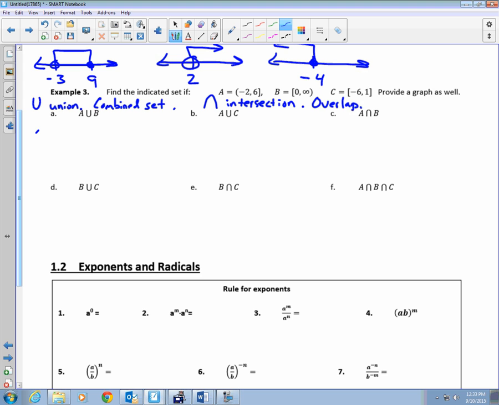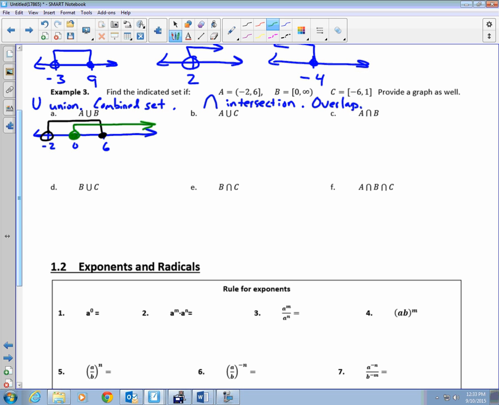I like to show this by making a graph. So A union B, we'll draw A and we'll draw B on the same number line. A is from -2, and then I have 0, I have 6, and I have infinity over there. I will now draw the graph to represent both sets. A is from -2 to +6. B is from 0 to infinity. Okay?